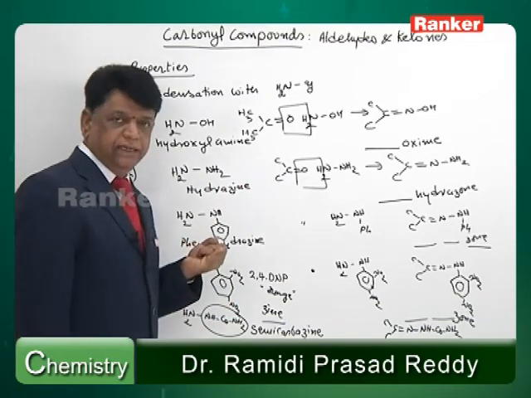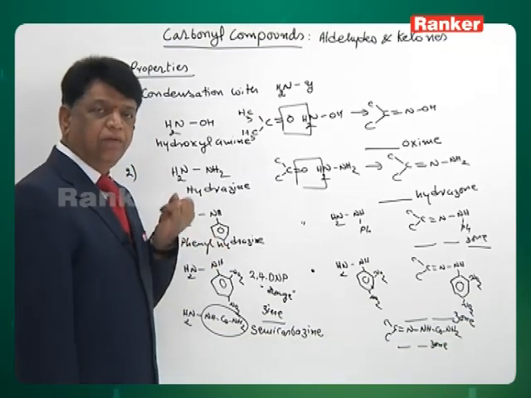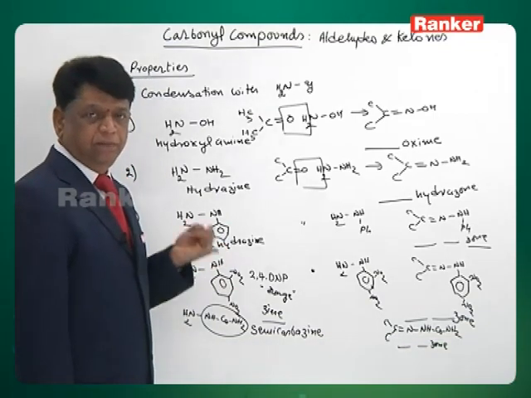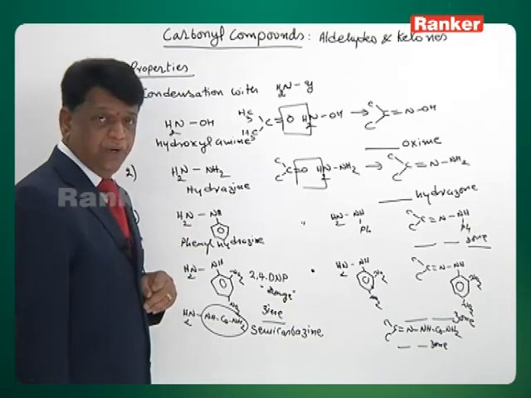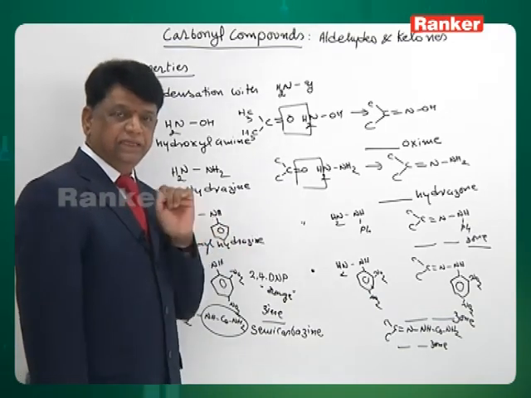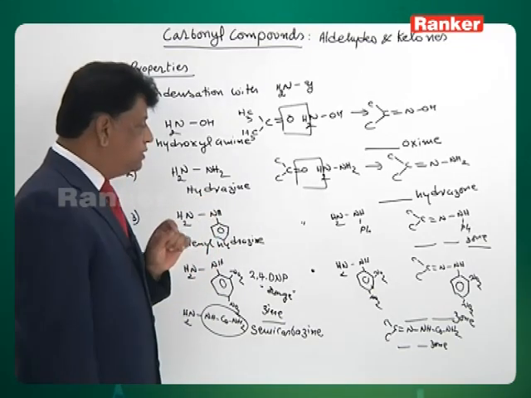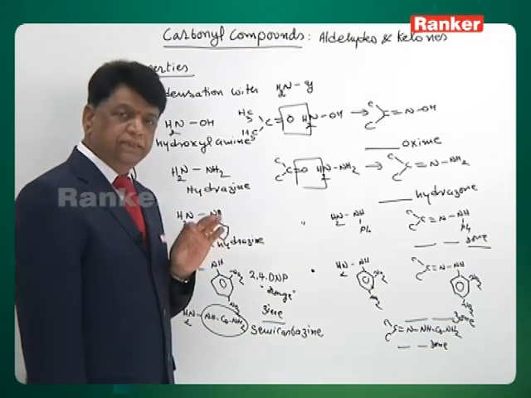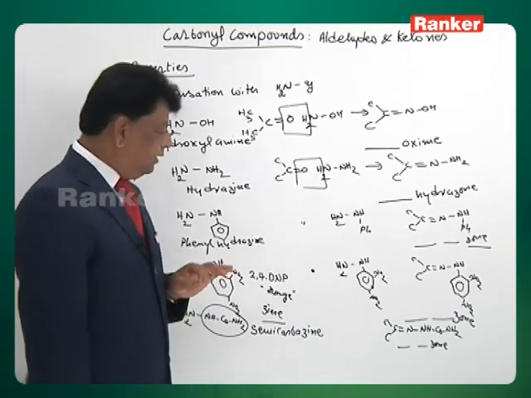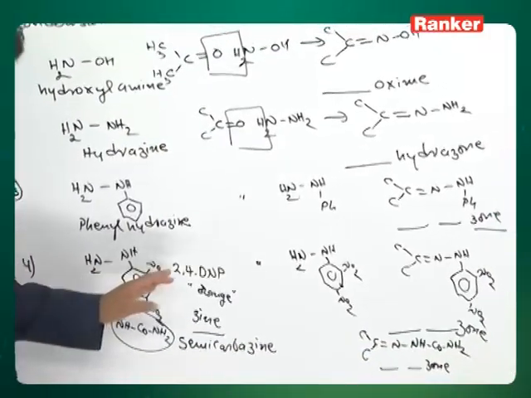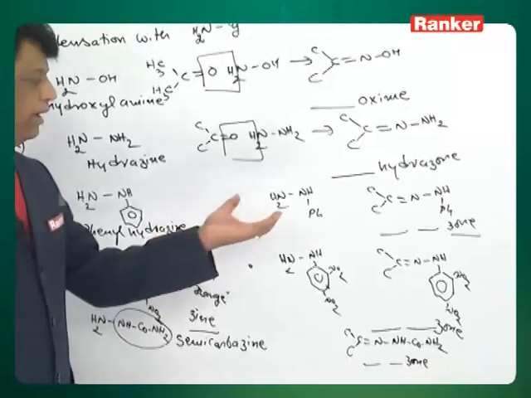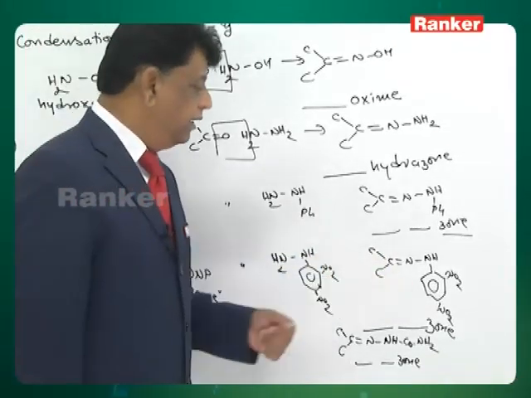Except formaldehyde, I said it is a gas dissolved in water, an aqueous solution is available. In the last one, benzophenone, one of the classical examples I said at the end, a ketone containing 2 phenyls, which is a solid. In that case also you have to dissolve it in the minimum quantity of alcohol, then add this alcoholic solution of this 2,4-DNP, and immediately you will get a red color precipitate.